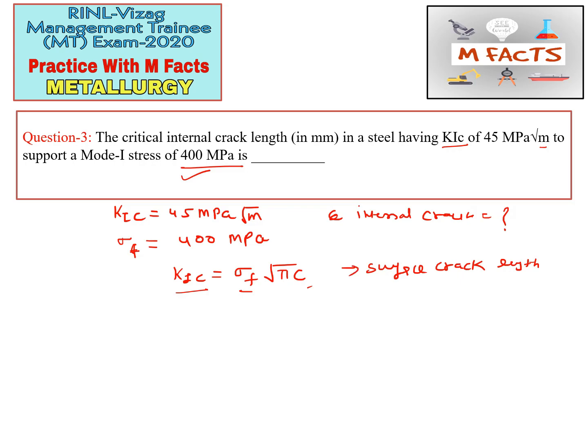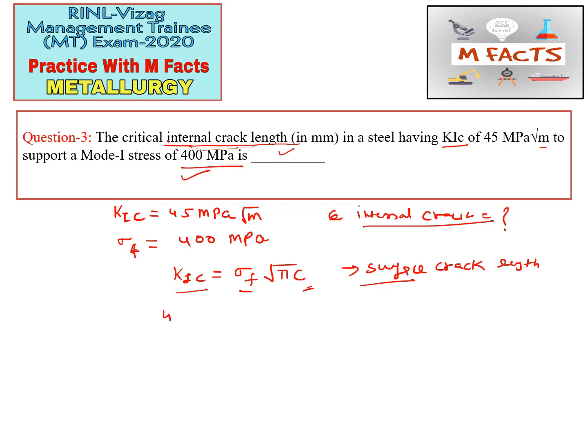Okay, there I have told you how to change the surface crack length into the internal crack length and vice versa. Okay, so this is the point. This C is surface crack length, and in the question they are asking about internal crack length. Okay, so we need to think about these things. So the question is very easy. We will put the value and we will get the value of C.